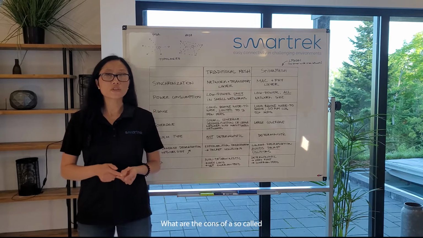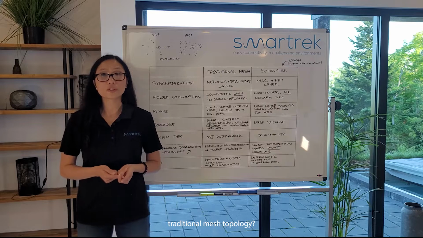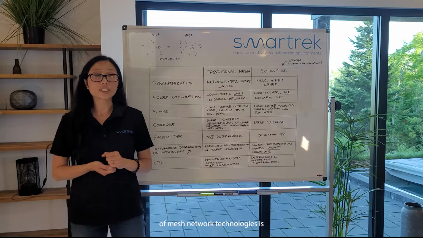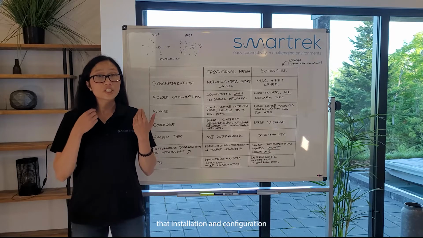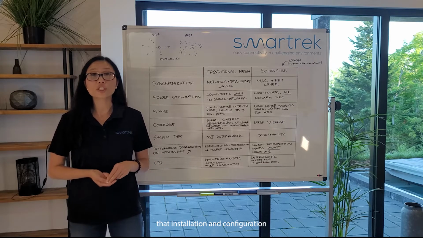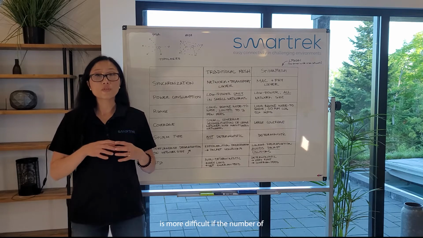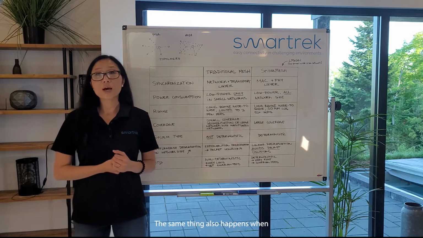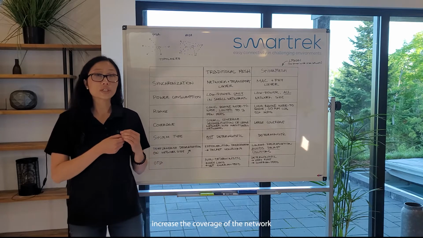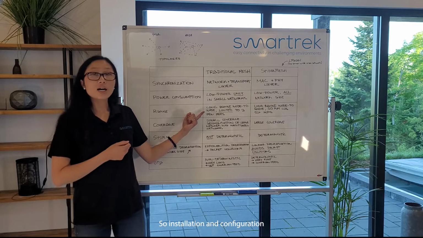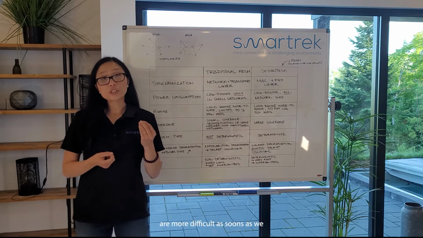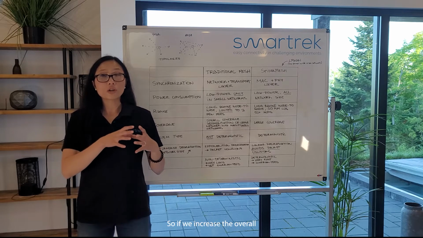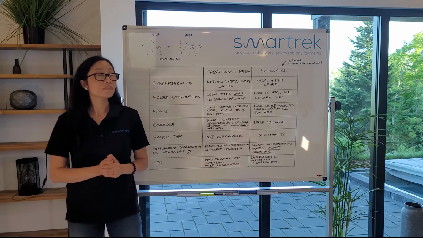So what are the cons of a so-called traditional mesh topology? The biggest disadvantages of mesh network technologies is that installation and configuration is more difficult if the number of devices or nodes increases. The same thing also happens when we increase the coverage of the network. So installation and configuration is more difficult as soon as we increase the number of hops, so if we increase the overall coverage of the network.